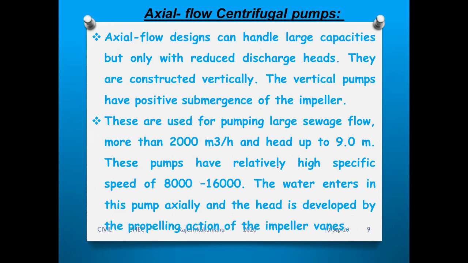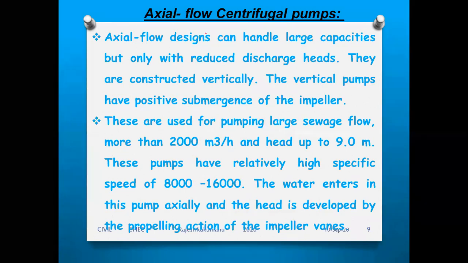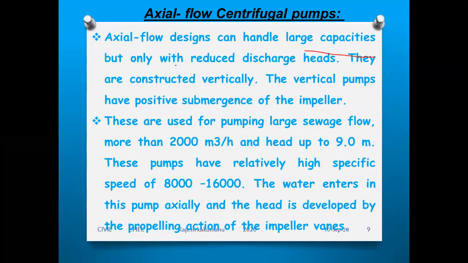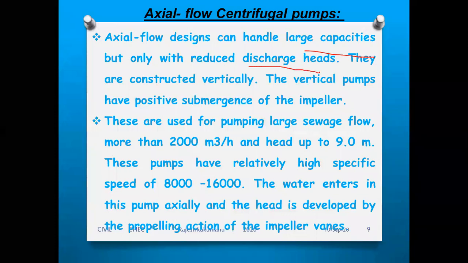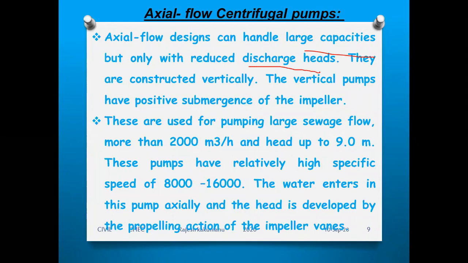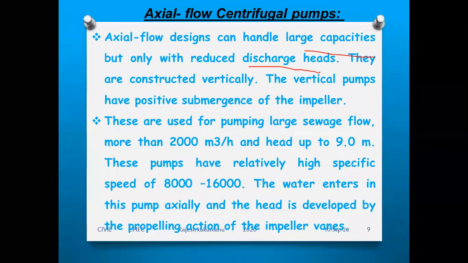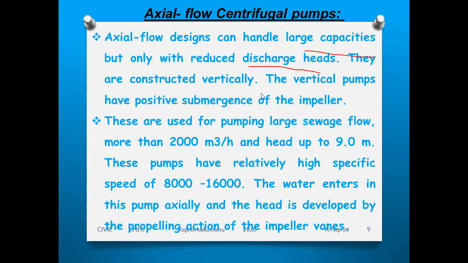See now, the axial flow designs can handle large capacities but only with reduced discharge heads. So here these are used for handling large capacity applications. But the discharge, it is having reduced discharge heads. They are constructed vertically. These are constructed vertically. The vertical pumps have positive submergence of the impeller.